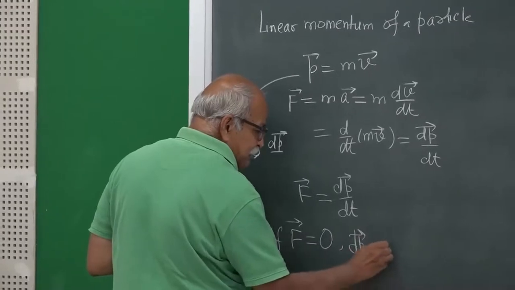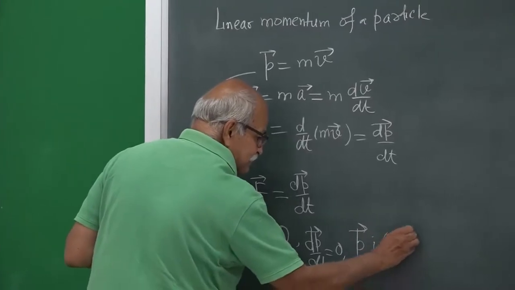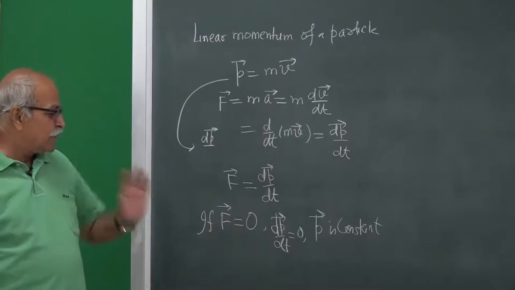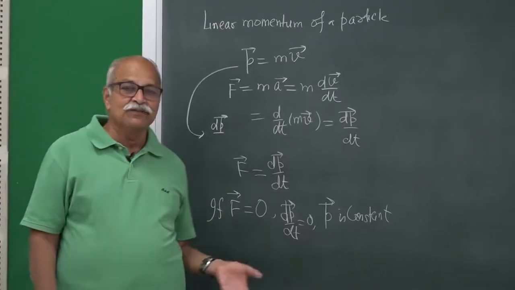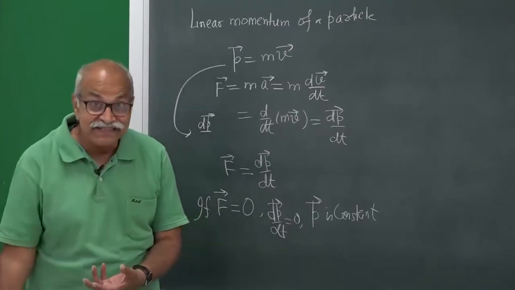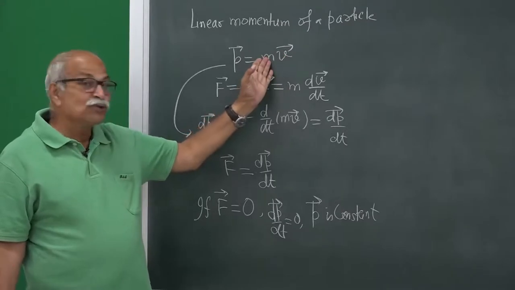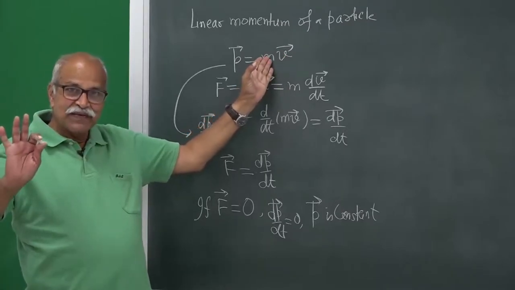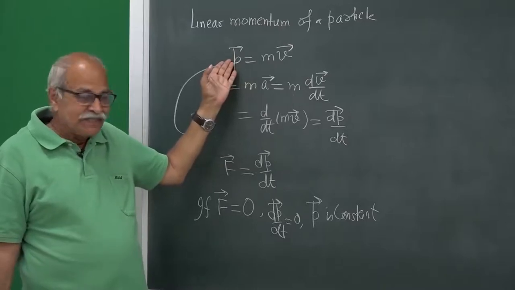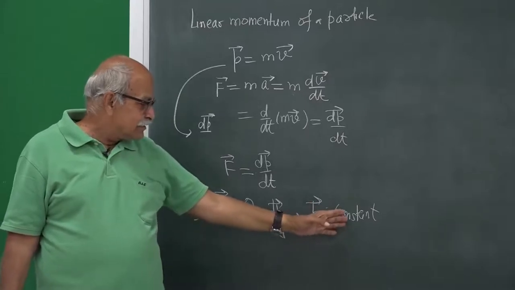And that means p is constant, linear momentum is constant. Obvious, nothing to be derived mathematically. Obvious, if force is zero, there is no acceleration. If there is no acceleration, there is no change in velocity. And if there is no change in velocity, and mass is anyway in Newtonian mechanics, we take the mass of the particle as constant, no change in p. So p is constant. So if a force is zero, then linear momentum is constant.